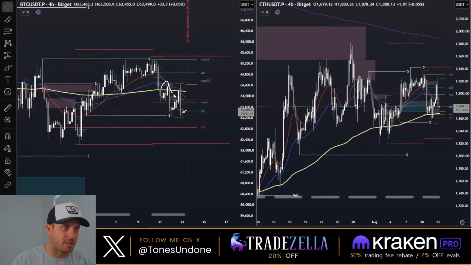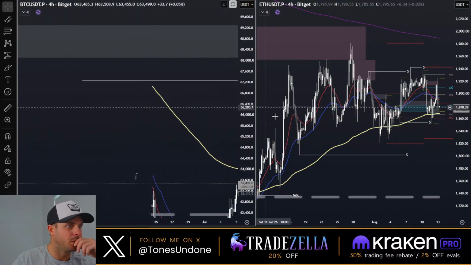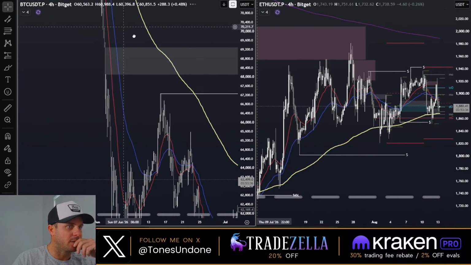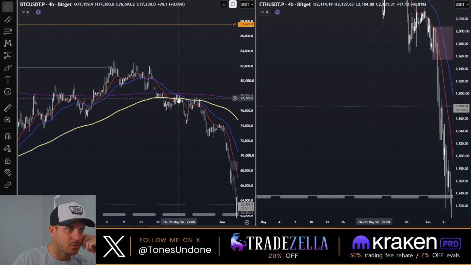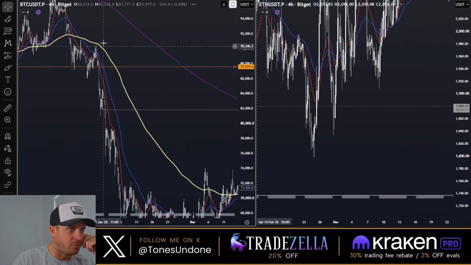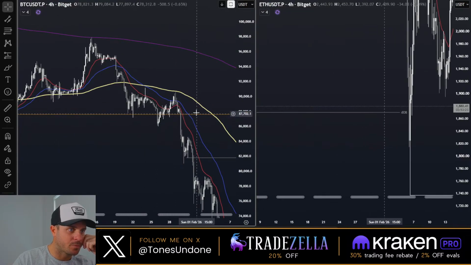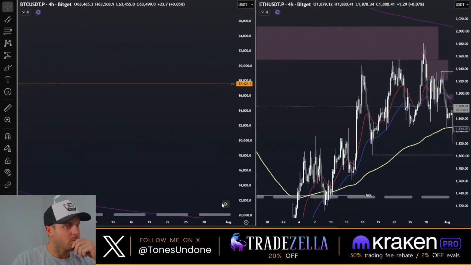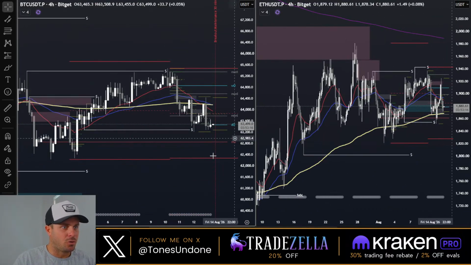This double retest of the 4-hour 200 EMA is something that happened in the past quite clearly on Bitcoin. The previous highs before we dropped, we had one here, a retest, and more in the vibe of what we've got now is this one. So let's see where we go from here.